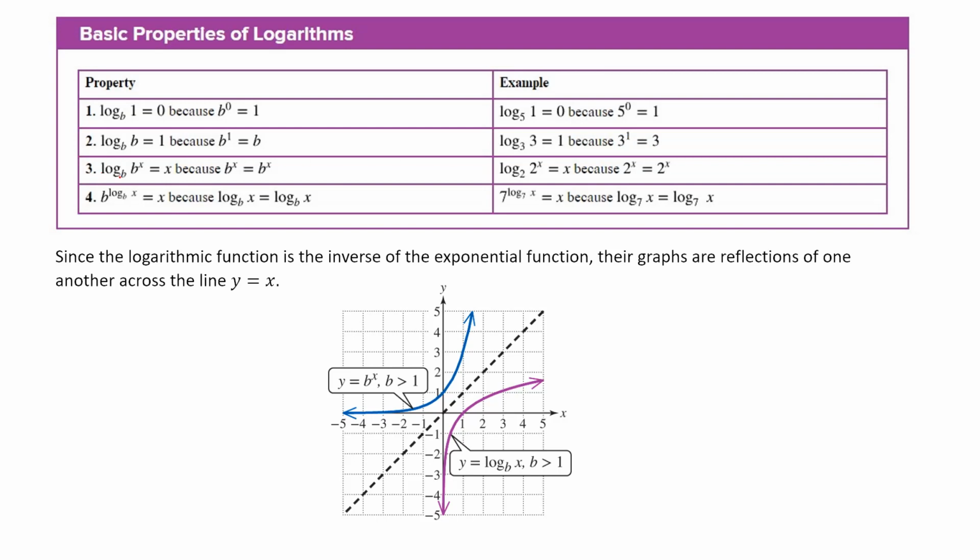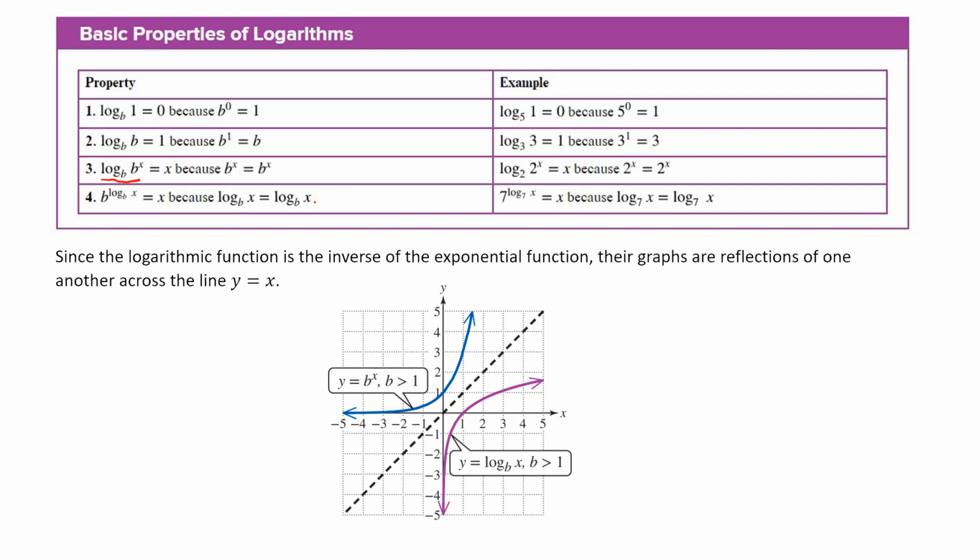Part 3, log base b of b to the x is always x because b to the x equals b to the x. The question you're asking there is what exponent do you put on b to get b to the x? Well, x. If you're looking at, say, log base 2 of 2 to the x, that equals x because 2 to the x equals 2 to the x. What exponent do you put on 2 to get 2 to the x? x.